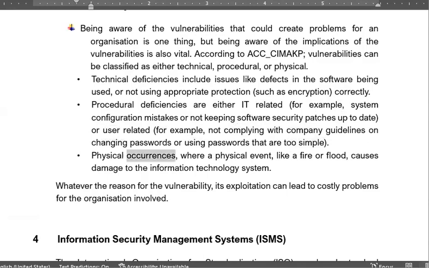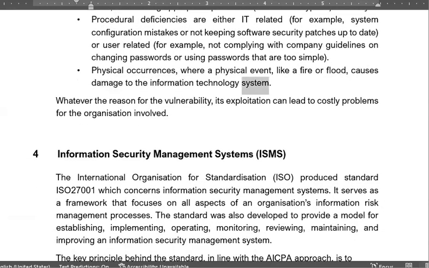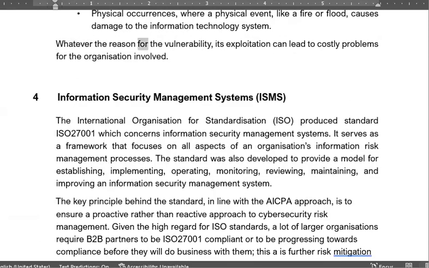Physical occurrences, or a physical event, like a fire or flood, causes damage to the information technology system. Whatever the reason for the vulnerability, its exploitation can lead to costly problems for the organization involved.